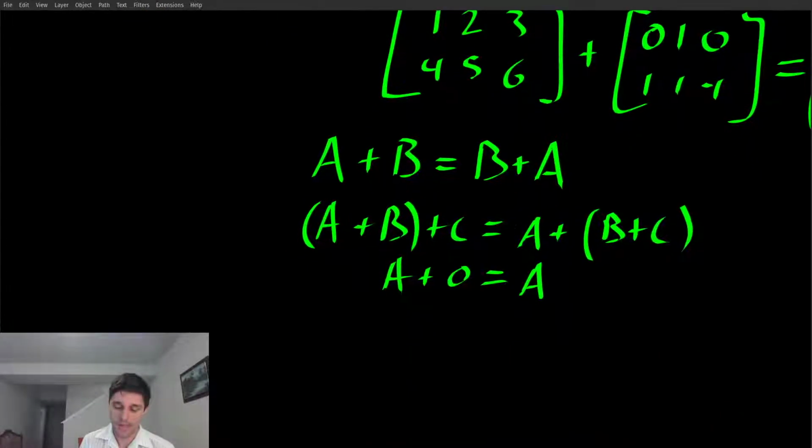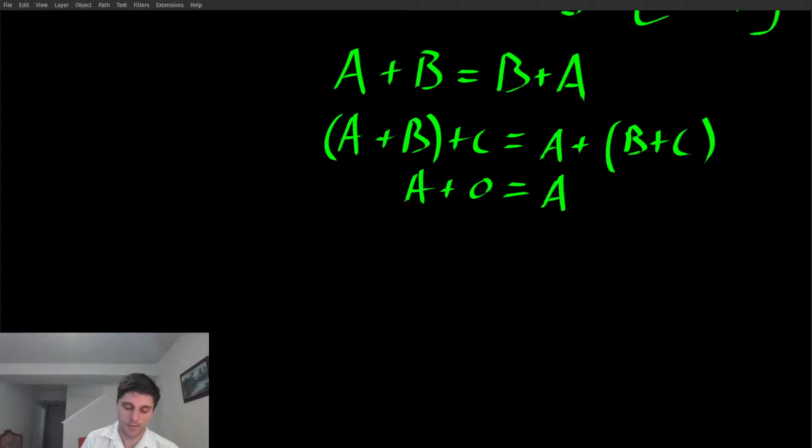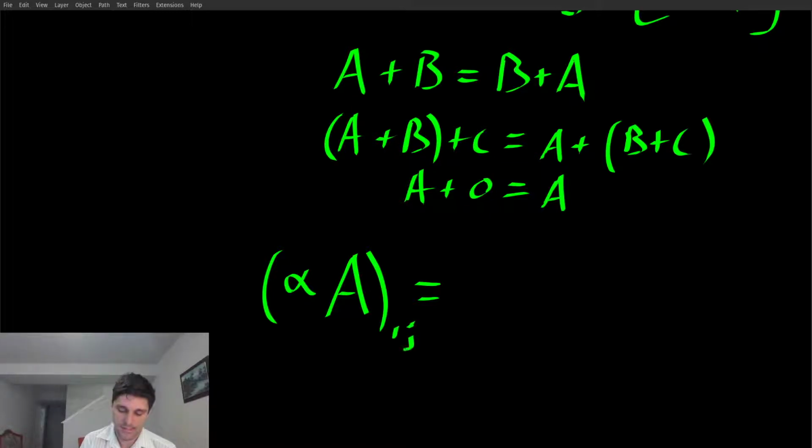And similarly, scaling a matrix by a real number works in the exact same way also. If I have some real number alpha and I multiply it by a matrix A, the ij element of that matrix is going to be alpha times Aij, right?